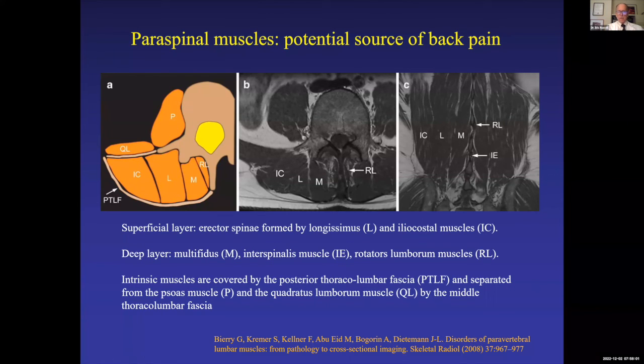Interesting paper, Skeletal Radiology, 2008. Disorders of the paravertebral lumbar muscles. Pathology to cross-sectional imaging. Very important paper if you're not into looking at the muscles. 2008, volume 37.